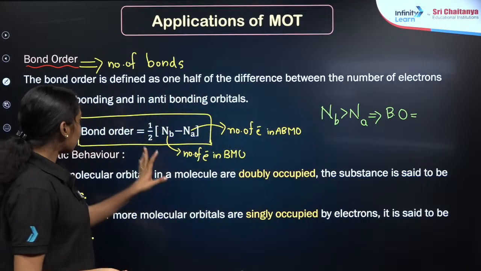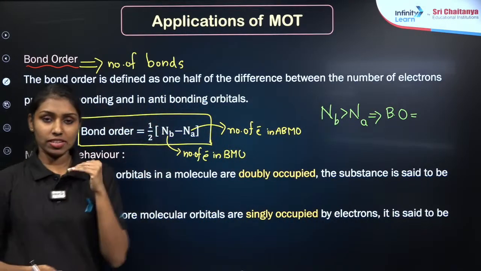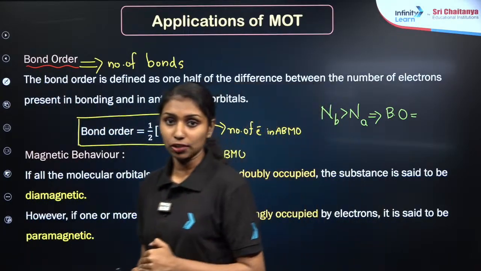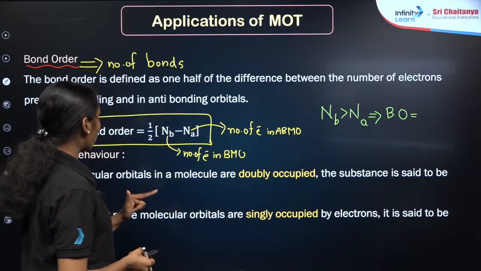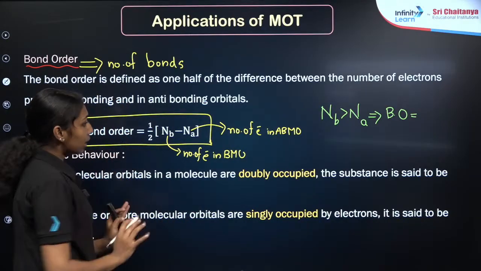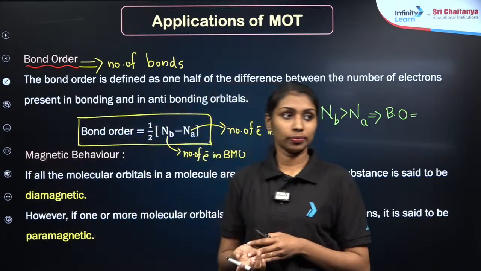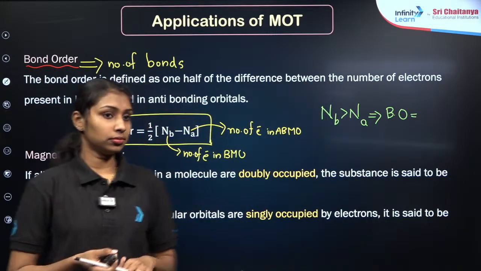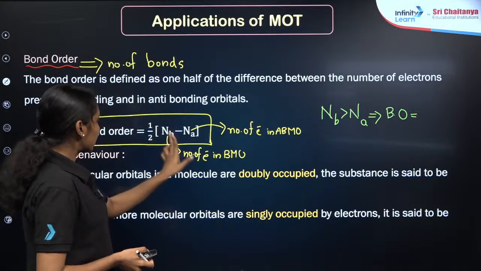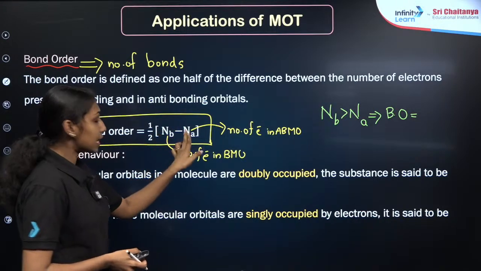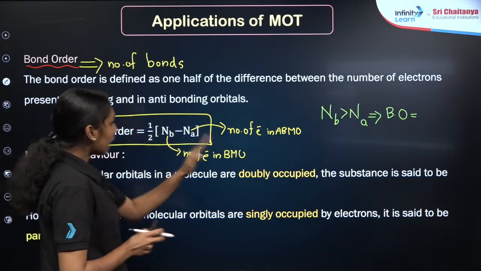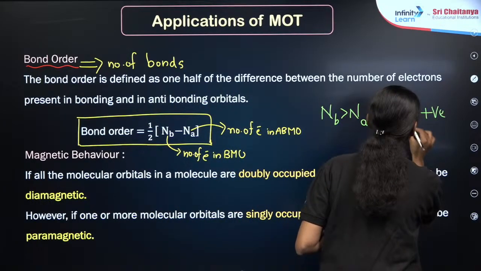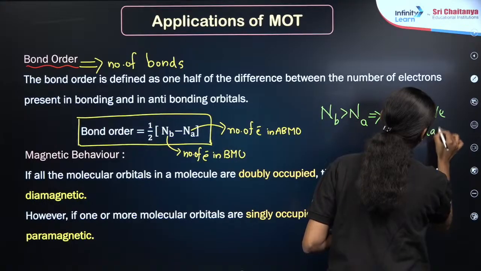For example, if I say that NB is greater than NA, which means that the number of electrons in bonding molecular orbital is greater than that of the number of electrons in anti-bonding molecular orbital, then what will be this value? Whether it is positive or negative. NB is greater than NA, which means that NB minus NA will be positive value, right? So we can say that the bond order will be positive. Otherwise, we can say that this molecule is more stable, right? This molecule is more stable.